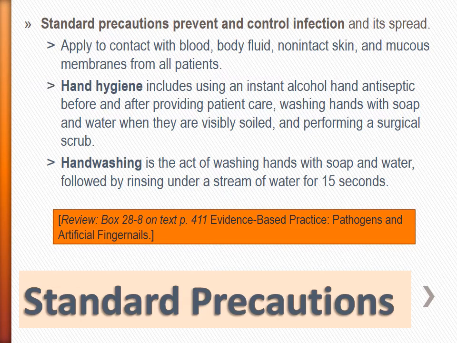Be familiar with standard precautions, and also hand hygiene, which includes using alcohol hand antiseptics. If hands are visibly soiled though, you should wash your hands. Hand washing is the act of washing hands with soap and water followed by rinsing under a stream of water for 15 seconds. Please review on page 411 the box regarding evidence-based practices, pathogens, and artificial fingernails.